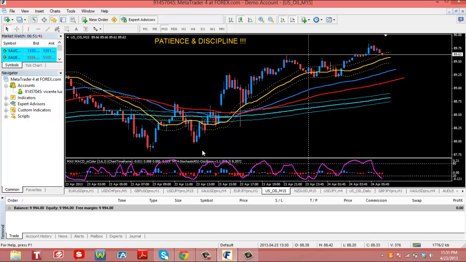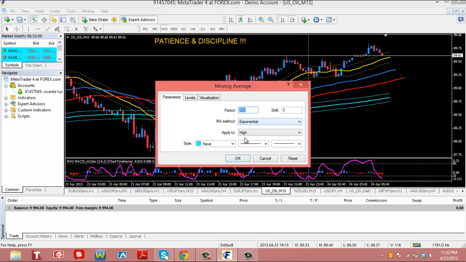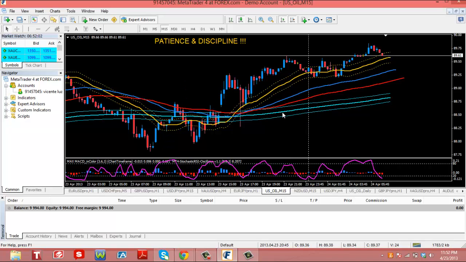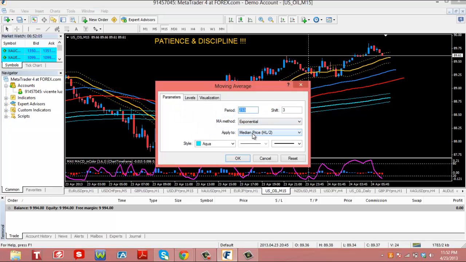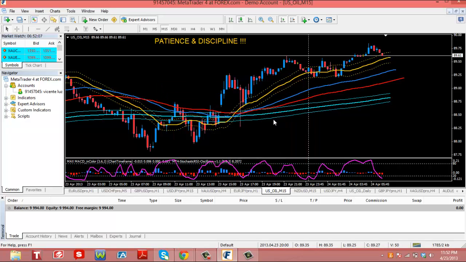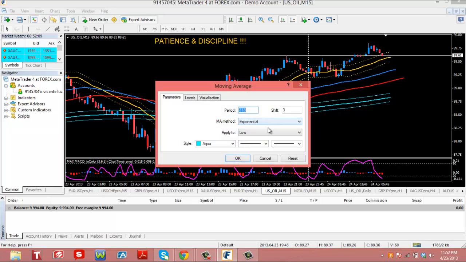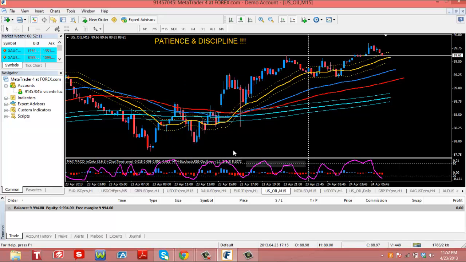Now the breakout Moe is rule number one: when the price breaks the 233, or what we call the home base, which is this area, these three aqua lines. Remember, this is the 233 exponential applied to the high, then a 233 exponential applied to the median price, and then a 233 exponential applied to the low.